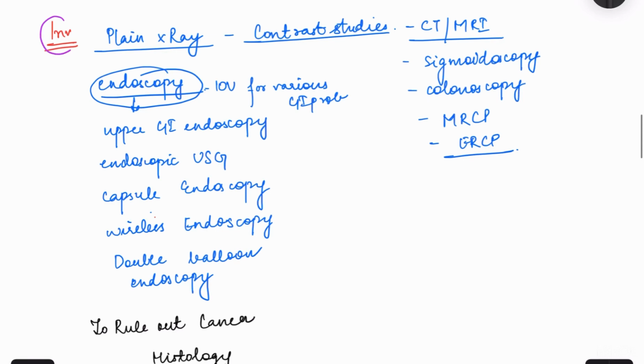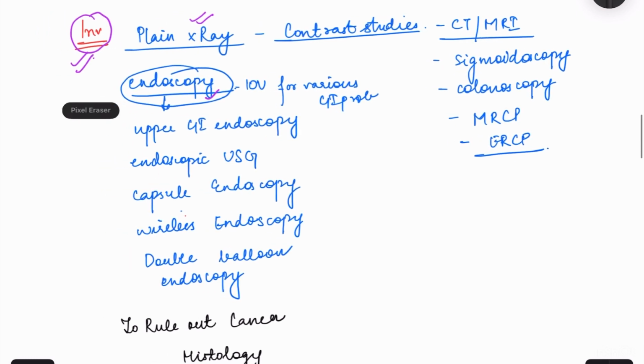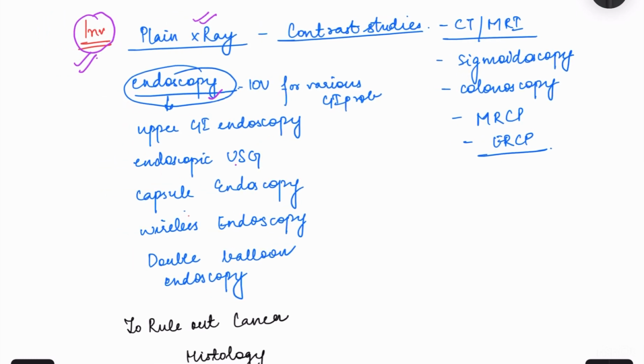Next is investigation. What investigations can we do in diagnosing GIT disorders? First we will do a plain X-ray. Can we do endoscopy? Endoscopy can be the investigation of choice for various GIT disorders like GERD. Endoscopy is of various types, like upper GIT endoscopy, endoscopic ultrasound, capsule endoscopy, wireless endoscopy, and double balloon endoscopy.